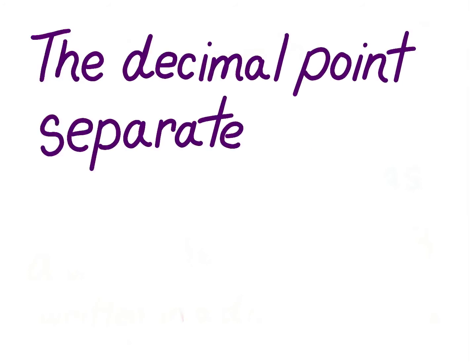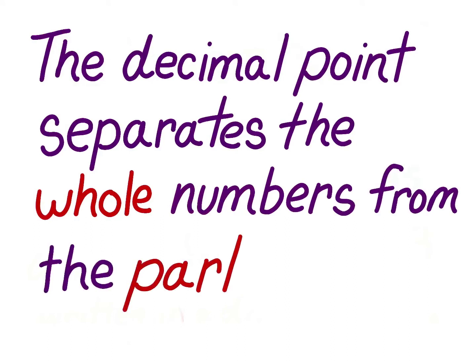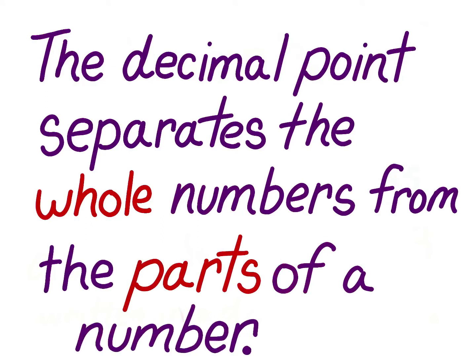The decimal point, the little dot, separates the whole numbers from the parts of a number. It separates the place values that represent whole numbers and the place values that represent parts of a number or a fraction of a number.